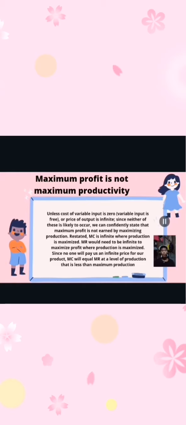We stated MC is infinite where production is maximized. MR would need to be infinite to maximize profit where production is maximized, since no one will pay us an infinite price for our product. MC will equal MR at a level of production that is less than maximum production.